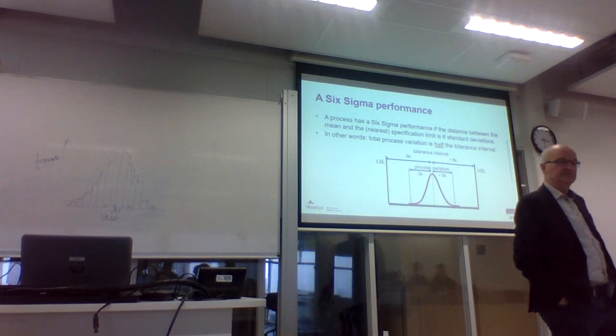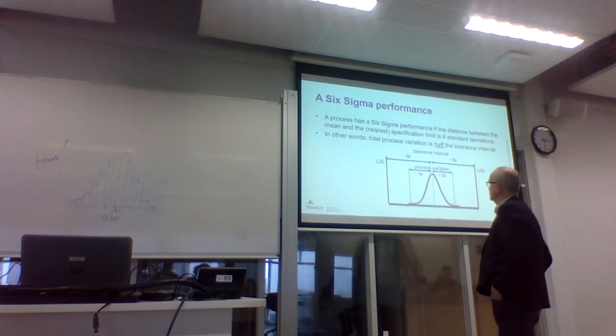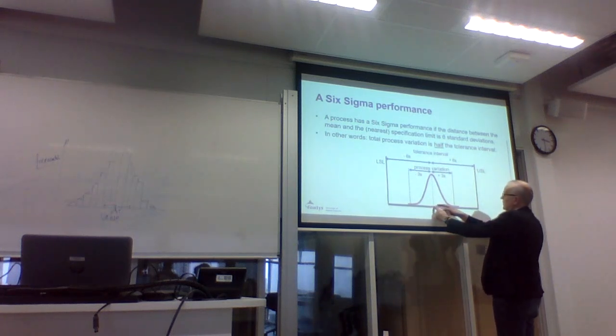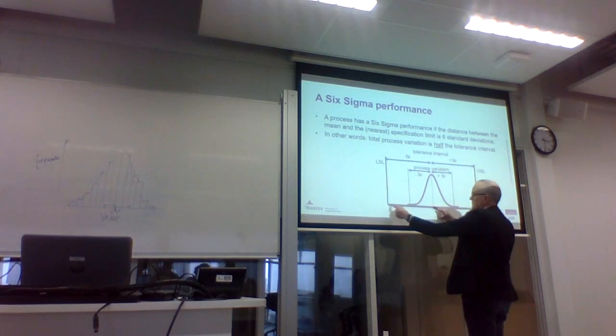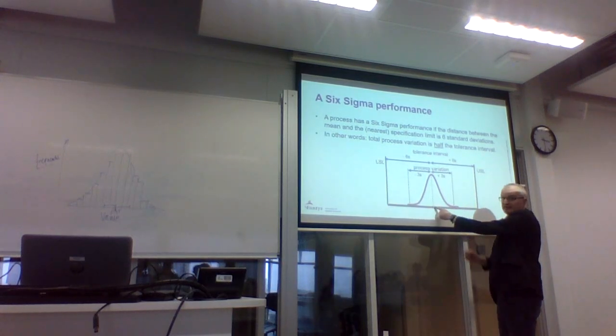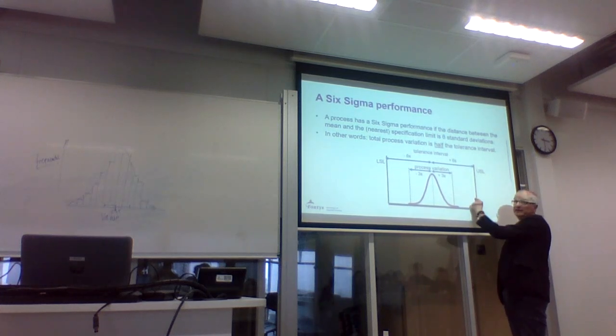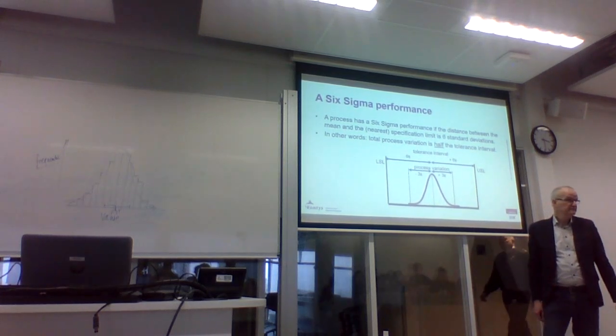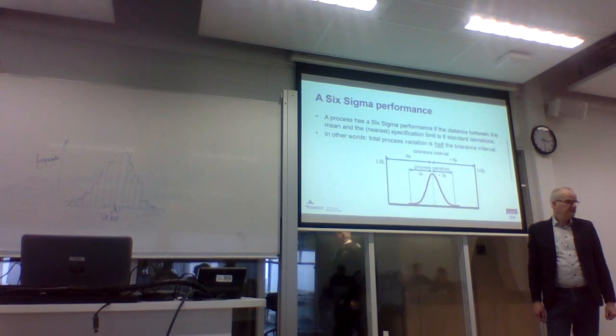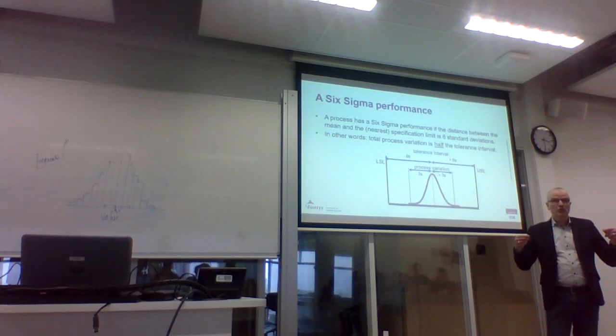Sigma is standard deviation. So a process is called a Six Sigma process if on one side, or on both sides, there are at least 6 times sigma, 6 times the standard deviation, until you hit the specification levels. That's pretty strict, isn't it? Think about that. It's not 0.3% that's outside, it's 0.000 something.